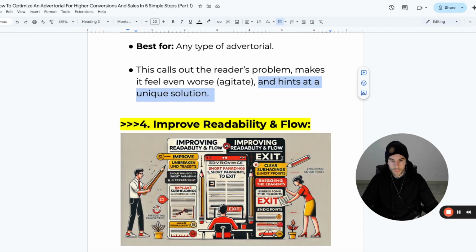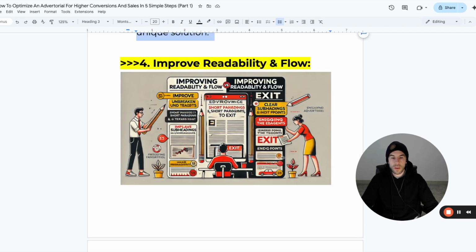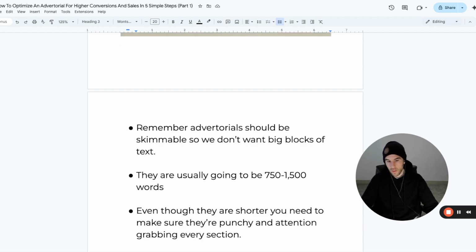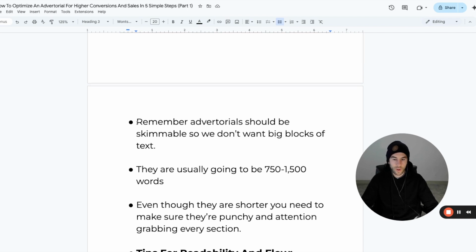So number four is improving our readability and our flow. One of the big things is that advertorials should be skimmable. So we don't want big blocks of text. That's a big thing that I see with a lot of people, is that their advertorials could be great, but it looks like an eyesore because it's just these massive blocks of text that nobody really wants to read. You could take that same length advertorial and add in a bunch of subheads and visuals, and it's going to be way easier to read.